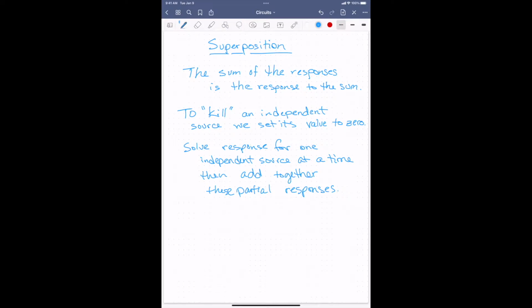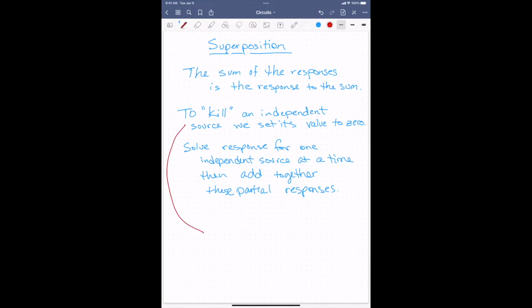In practice, what this means is that we can look at the result that we get for any particular independent source and then add them together to the results of the other independent sources in the circuit. So to do this, what we need to do is kill the independent sources so that only one source is active at a particular time. Now, to kill an independent source, all you really need to do is set its value to 0.